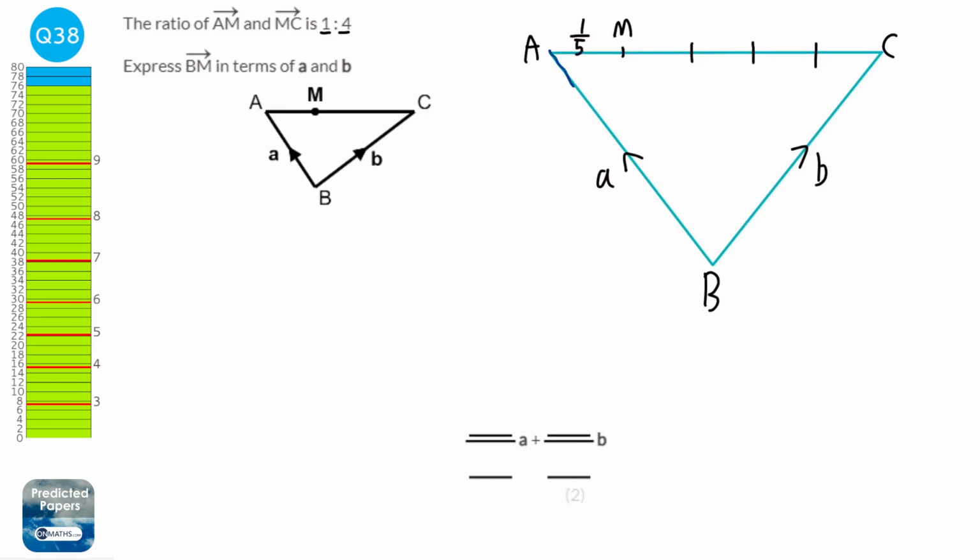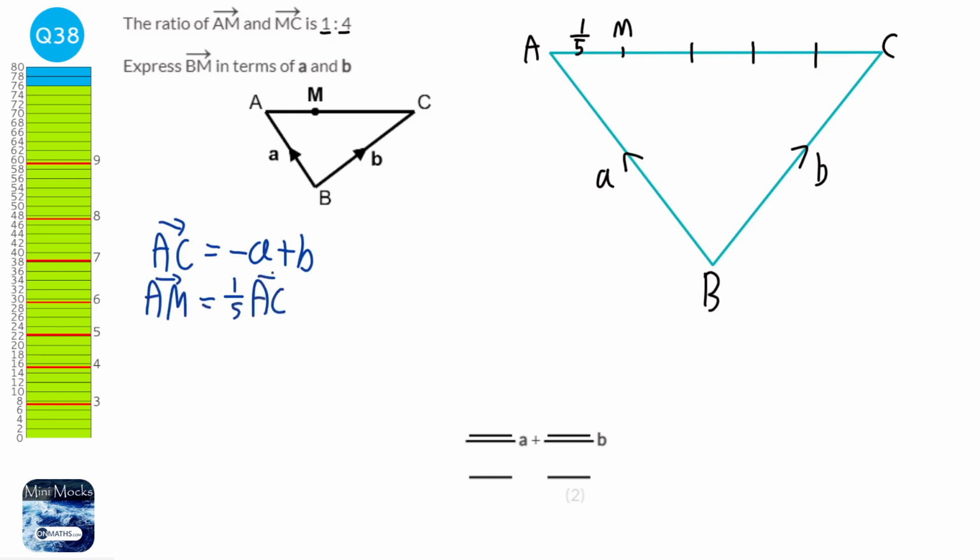So what we're going to do is go from A to C by going down here and then up here. So we can find out A to C is going to be going backwards down A, then up B. Now A to M is going to be 1/5 of A to C. Now if A to C is minus A plus B, that means A to M is going to be minus 1/5 A plus 1/5 B.